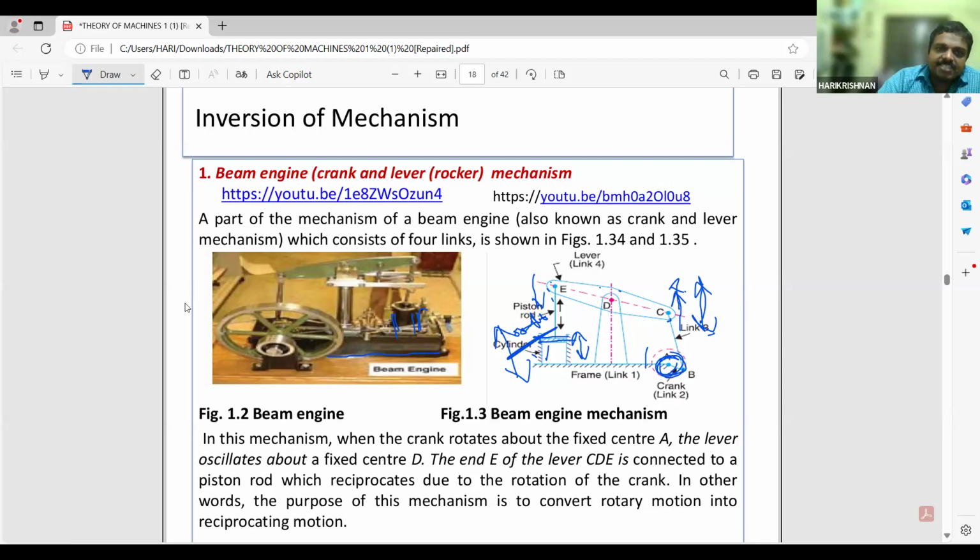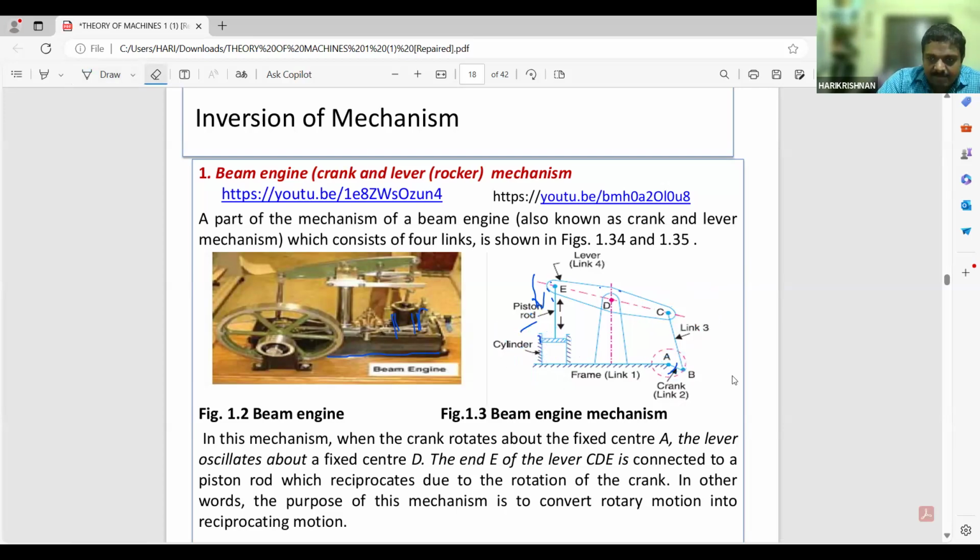So this type is known as beam engine, or crank and lever rocker mechanism. In this mechanism, you may see the crank rotates about a fixed center A, and the lever oscillates about the fixed center D. So the lever will be oscillating about this fixed center D over here. The lever will be rotating with respect to D.